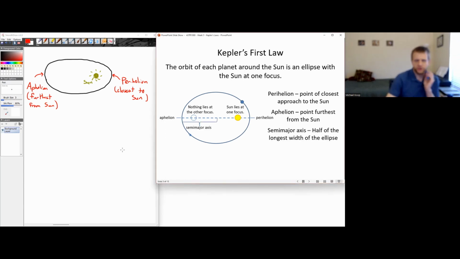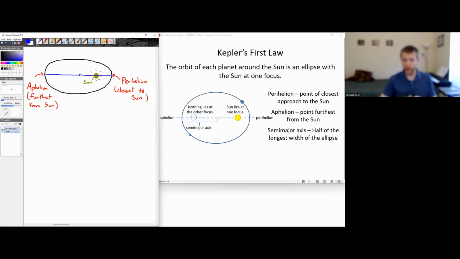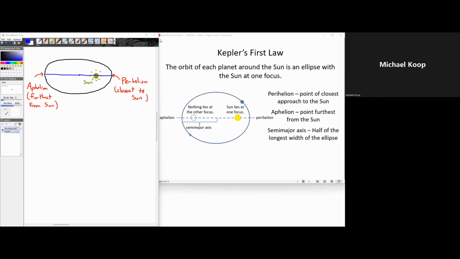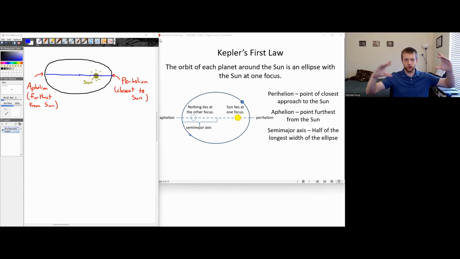We've also got what's called the semi-major axis. If you take that straight line that goes right along the longest width of this elliptical shape, it could be tilted in different directions. It could have all sorts of different orientations.